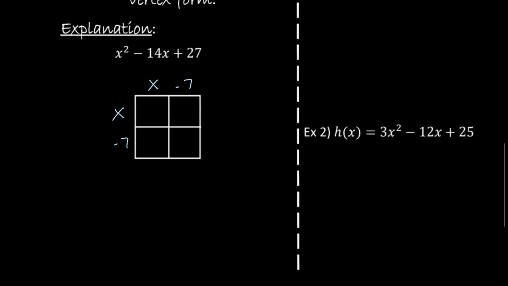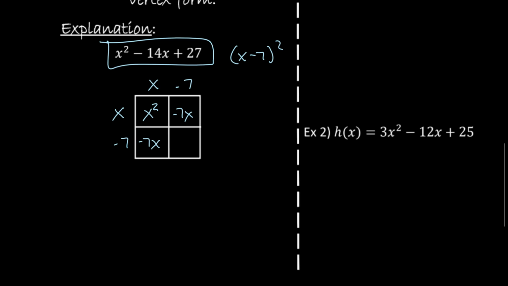So if I were to say, okay, converting this into vertex form gives us x minus 7 squared, and I were to actually square x minus 7, I would get x times x, which is x squared. Negative 7 times x is negative 7x. Negative 7 times x is negative 7x. What does negative 7 times negative 7 give us? Is that what was in our original equation?